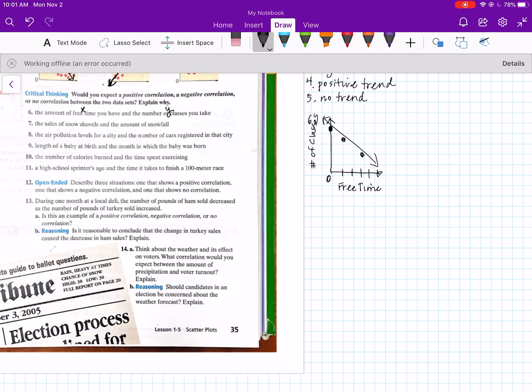So they ask, would you expect a negative, a positive, or no correlation? So I would expect a negative trend or negative correlation, means the same thing. And then it says explain why. And I would say something about, you can go a couple different ways with this, but you would say the more classes I take, the less free time I have.